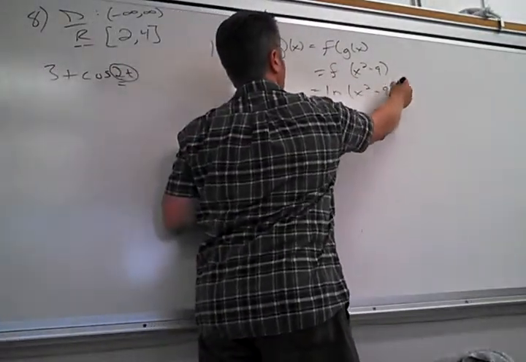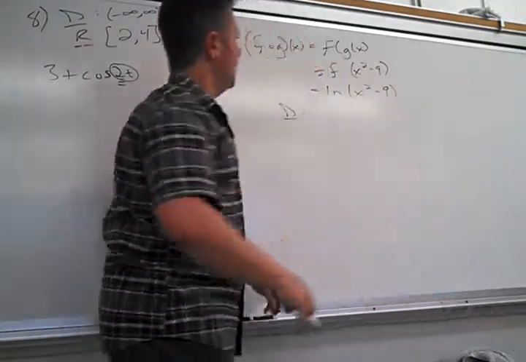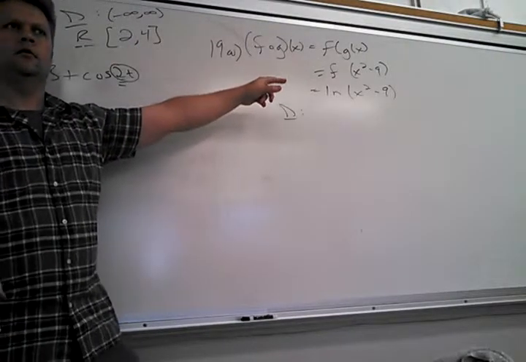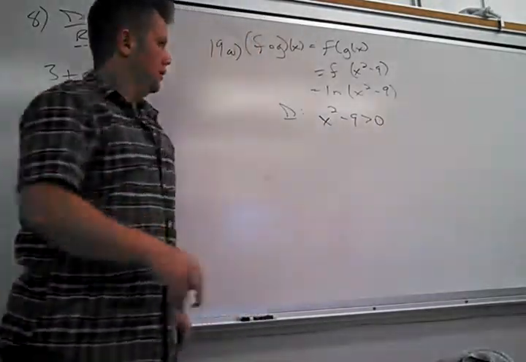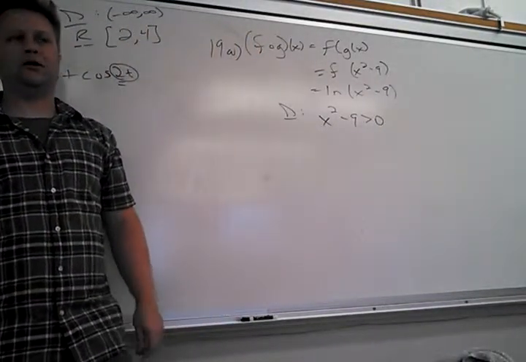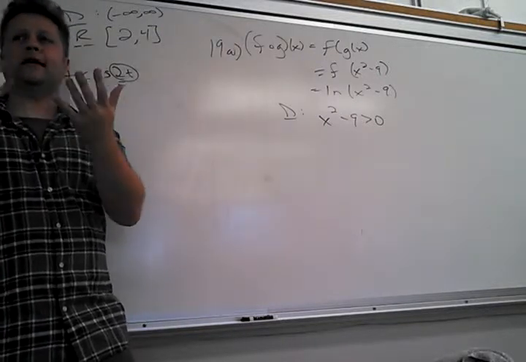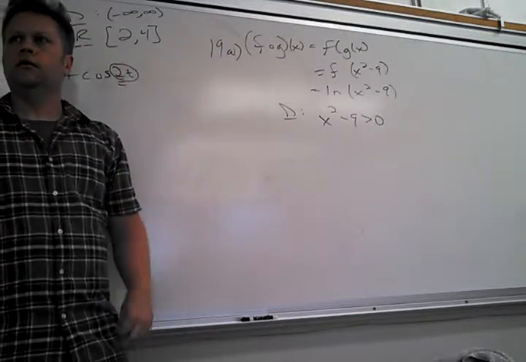I'm sure the question is what's the domain of this thing, right? And again, same thing we just did. What's got to be true about the inside? X squared minus 9 has to be greater than 0. And you cannot solve this directly. You can't add 9 and take a square root, because then you've got to be real careful about how that affects the inequality.